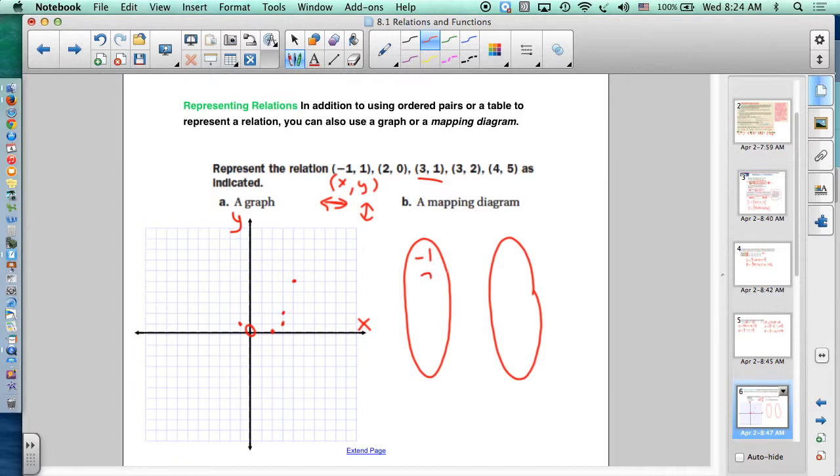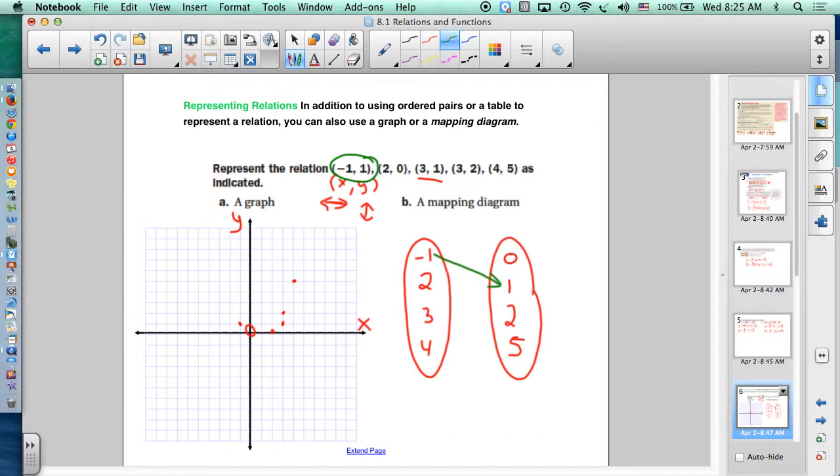We've got -1, 2, 3, and 4 for our domain. And in the right-hand oval, we're going to list our range, in order. The smallest one is 0, then we have a 1, then we've got 2 and a 5. What we're going to do is draw a mapping or a connection from one oval to the other. We have a point -1, 1, so I'm going to draw an arrow starting at -1, going to 1 in our range.